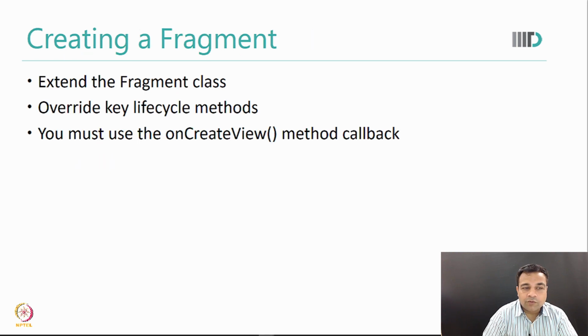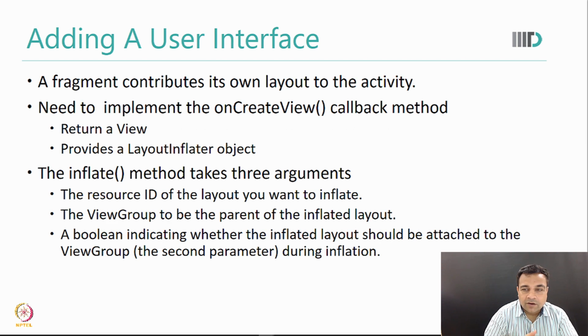Now, how do we create a fragment? Well, for creating a fragment, we extend the Fragment class and we override the key lifecycle methods. One method which we definitely use is the onCreateView method. When you create a fragment, it contributes its own layout to the activity. So you implement the onCreateView callback method, you return a view, the view that contains the layout of the fragment, and that layout is then inserted into the placeholder inside the activity.